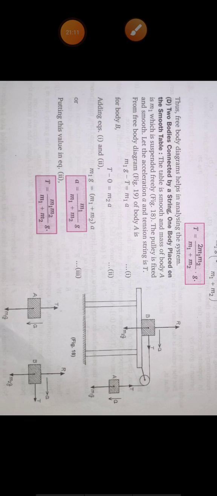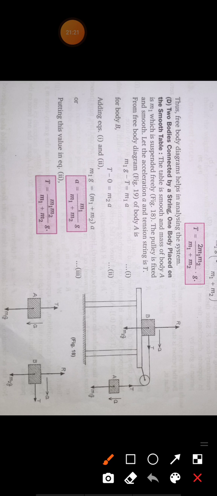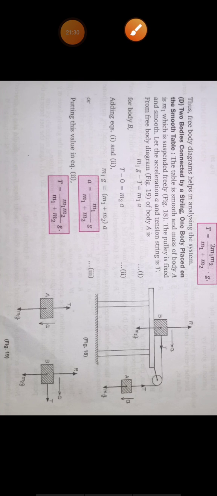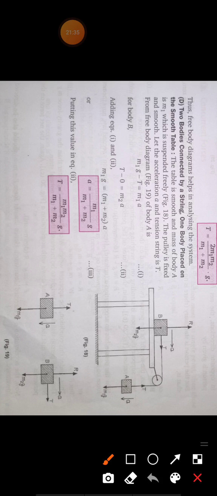Now the last topic: two bodies connected by a string, with one body placed on a smooth surface. Here two bodies are connected with a string. It is given that this body has some acceleration in the downward direction. First we have to draw the free body diagram. There are two forces acting on body A: M1G in the downward direction and tension in the upward direction. So obviously this body has some acceleration in the downward direction.